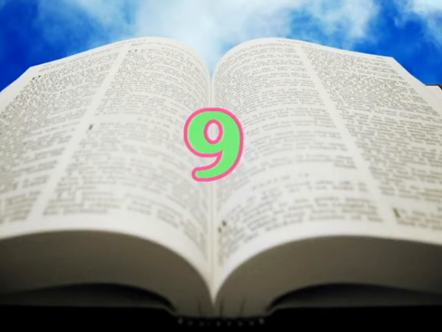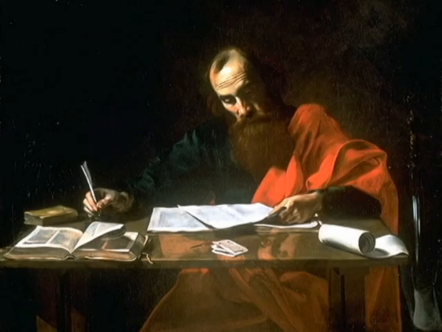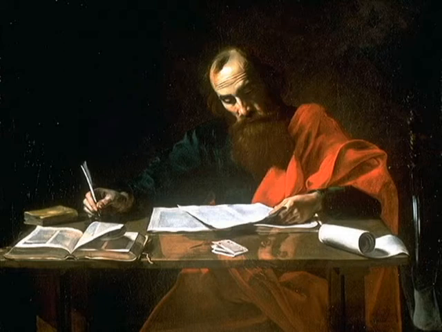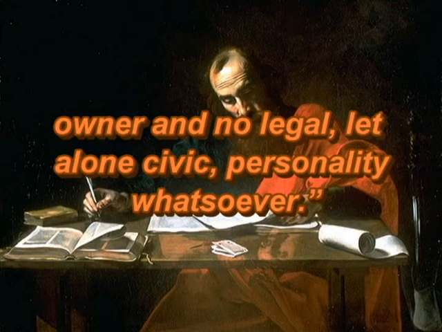9. What about the household codes which allow for slavery? Paul has no love of slavery, but he aims to moderate its practice rather than abolish it in one revolutionary sweep. It is clear that Paul will not tolerate slaves being treated as merely a piece of property or as a factor of production, to be used and abused at will. An inanimate tool or beast of burden with no sense of self other than that allowed by the slave owner and no legal, let alone civic, personality whatsoever. He expects slaves to take a full role in the church.